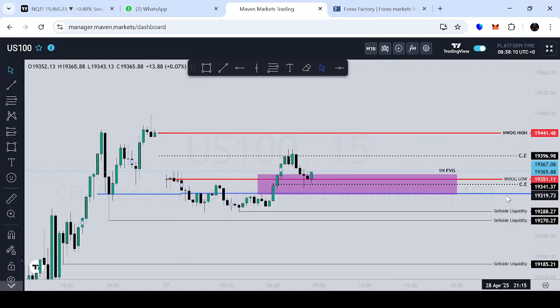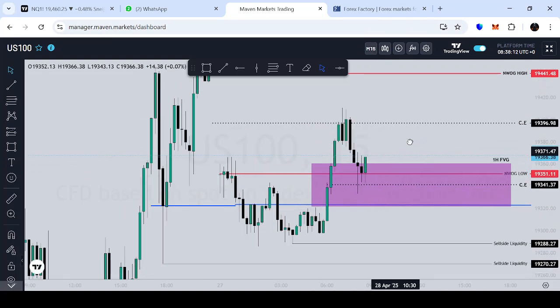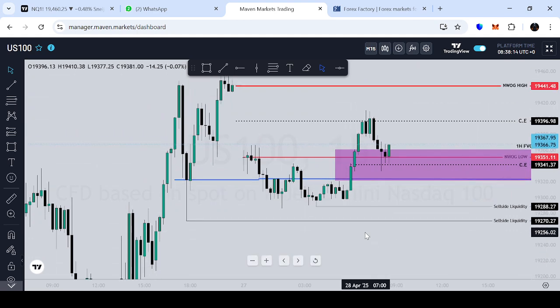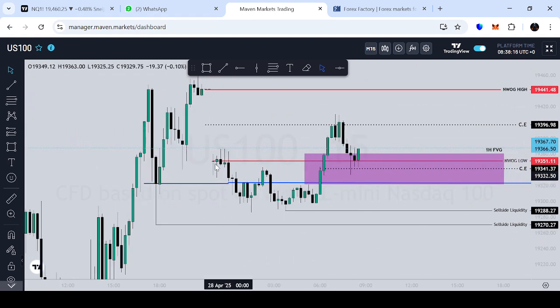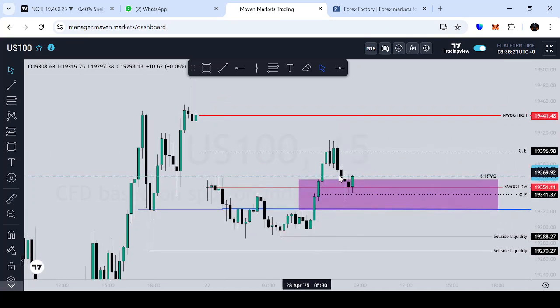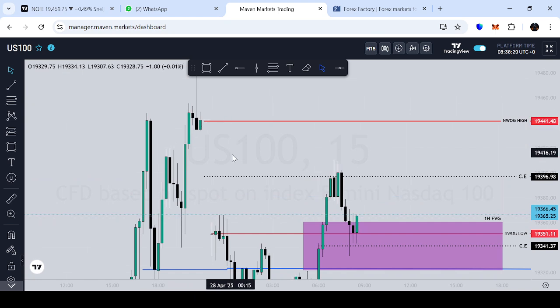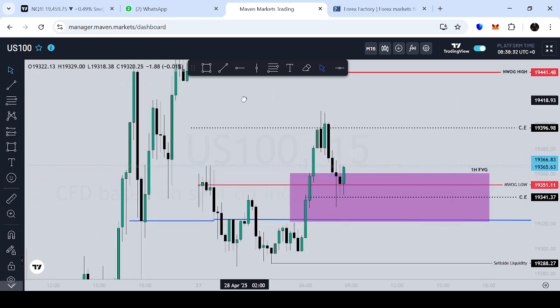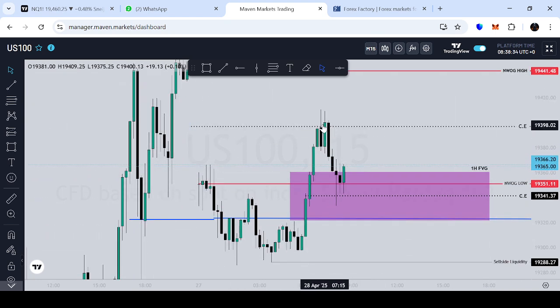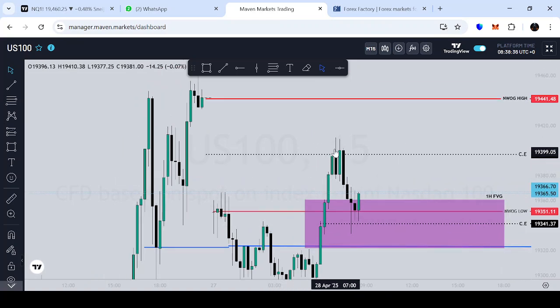Go over to 15 minutes. That's the 15-minute time frame. See the low of the new week opening gap. The body will tell you the story. Then the high of the new week opening gap. The 50% of the new week opening gap, where price delivered to, that's the consequent encroachment.